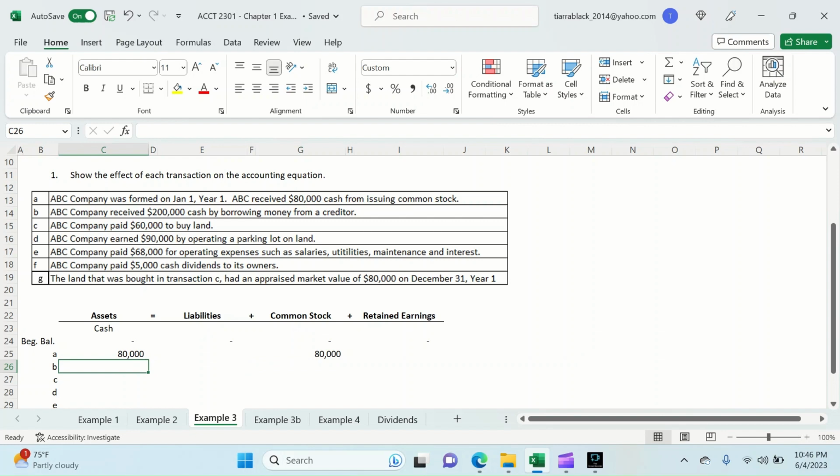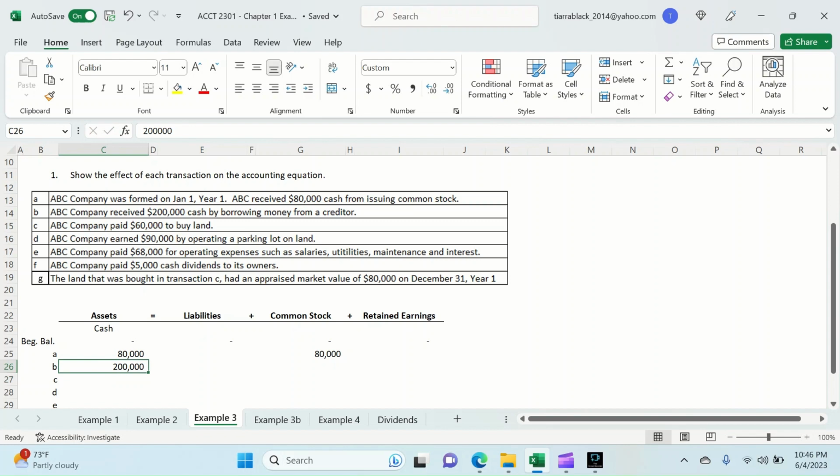So then we have ABC Company receiving $200,000 cash by borrowing money from a creditor. Right? So the company is receiving $200,000 cash. Cash is increasing. But what's the cause of the increase? The company is borrowing money from a creditor.